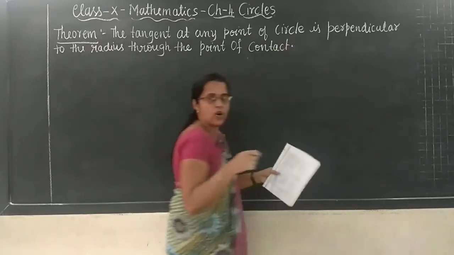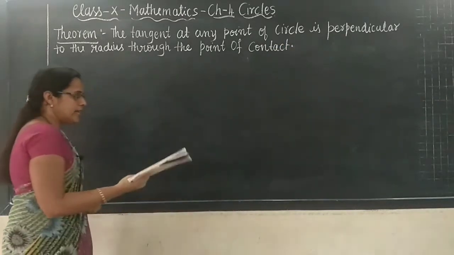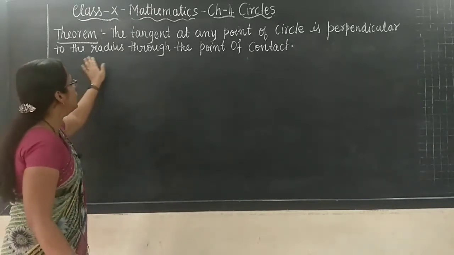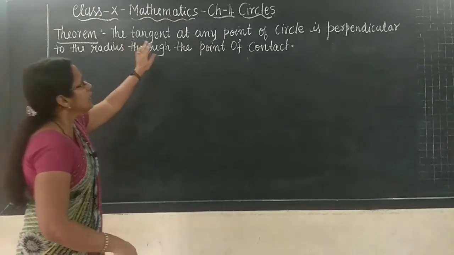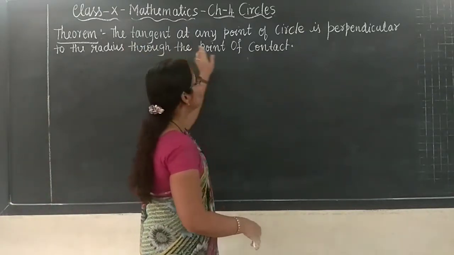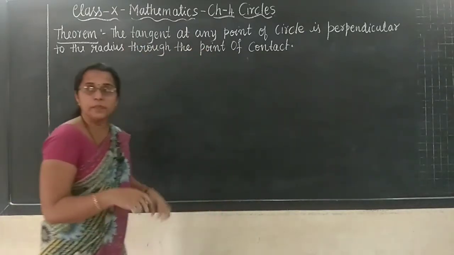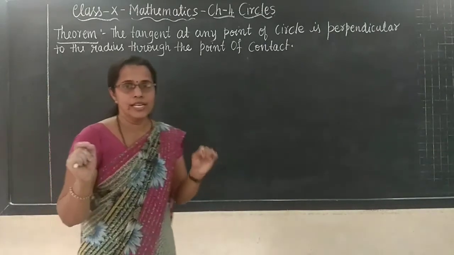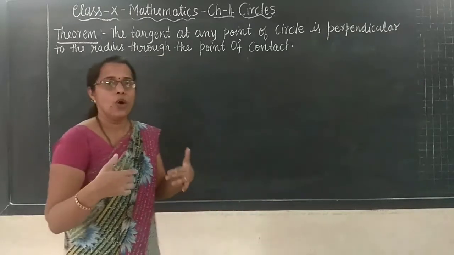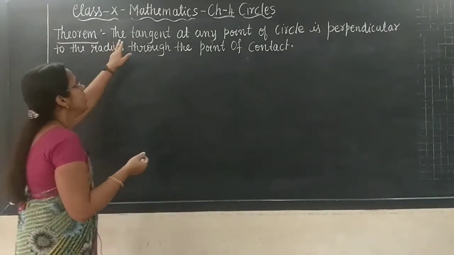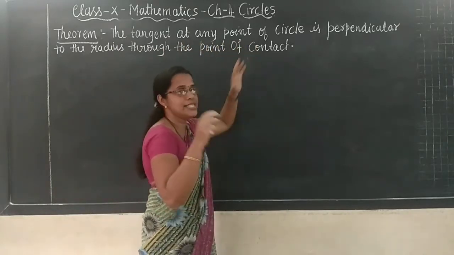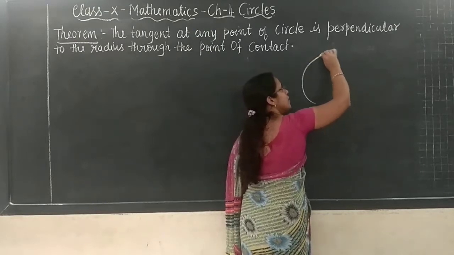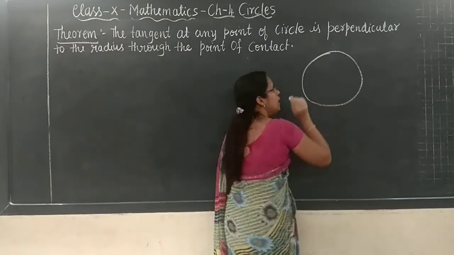Now see here, how to prove this theorem. The tangent at any point of a circle is perpendicular to the radius to the point of contact. What is the meaning of this sentence here? First, what do I have to draw? First, I have to draw the circle. After that, I have to think about what they said. Is it okay? Now see here, the tangent at any point of a circle. Means what I have to draw? I have to draw one circle. Draw the circle. Okay, children.